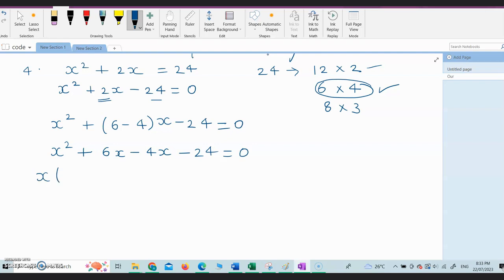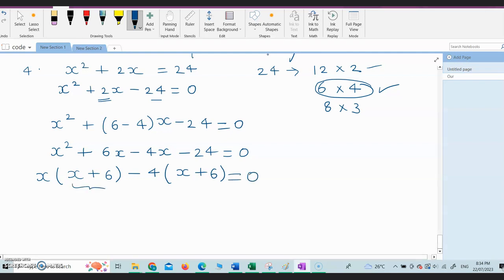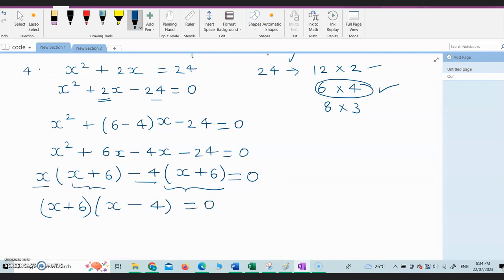Now I will take x common, that means basically we are dividing it by x, the first two terms, so it will be x plus 6. From here I am taking minus 4 out, so it will be x plus 6. See, always try to make the second term the same as the first one, so that now we are going to take x plus 6 as common. So what will remain? This term x minus 4 is equal to 0.